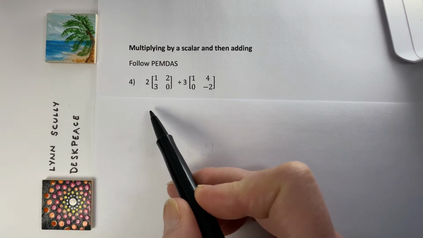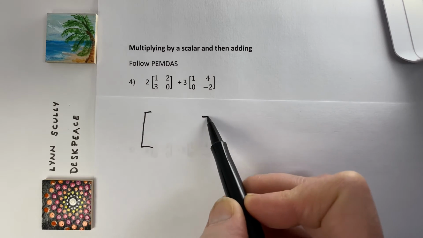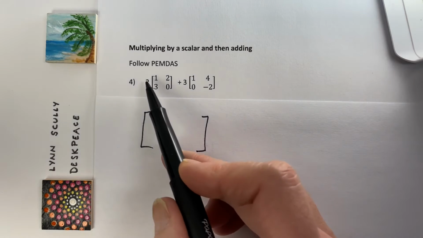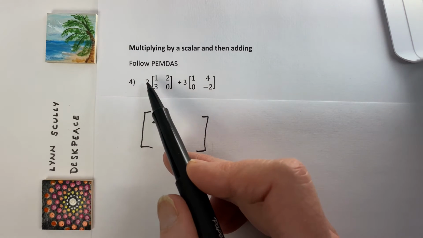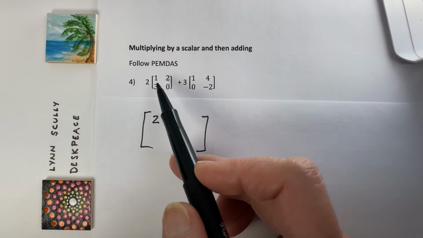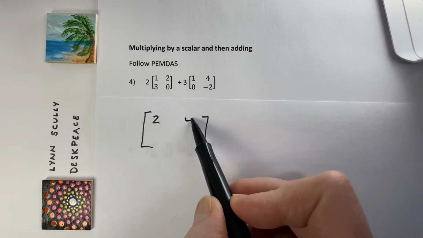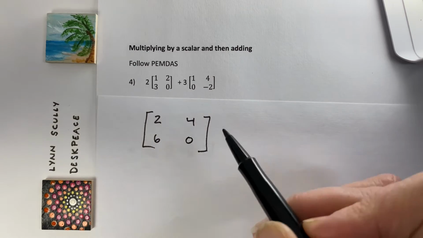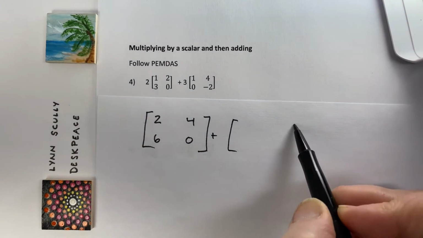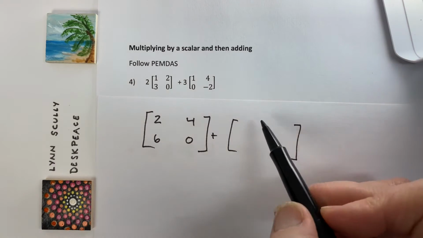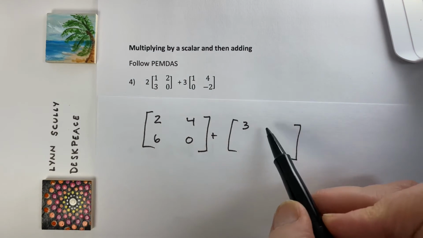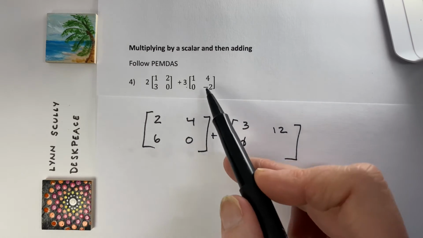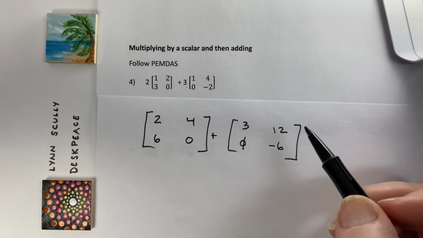So first I'm going to rewrite the matrices, multiplying the scalar through. 2 times 1 is 2. And this, by the way, is just called a scalar, which means a number not in a matrix. 2 times 2 is 4. 2 times 3 is 6. 2 times 0 is 0. Plus, now I'm going to do this one. 3 times 1 is 3. 3 times 4 is 12. 3 times 0 is 0. 3 times negative 2 is negative 6.